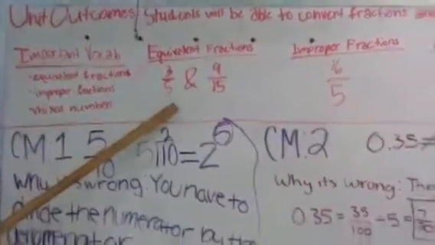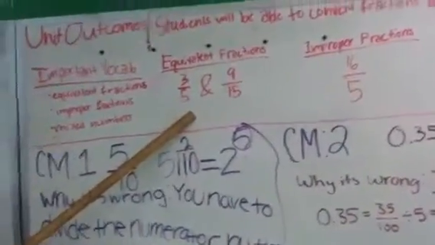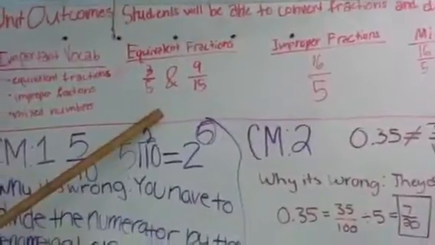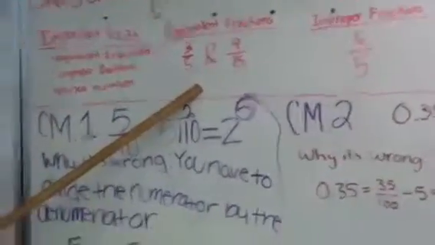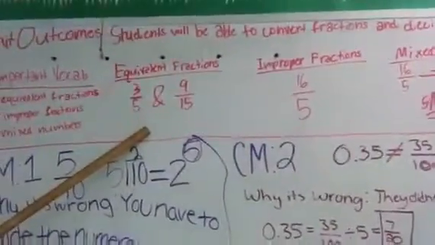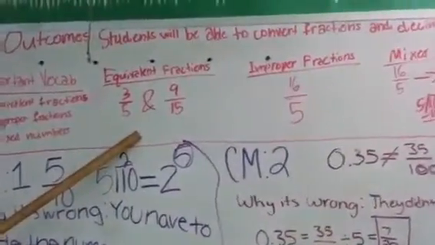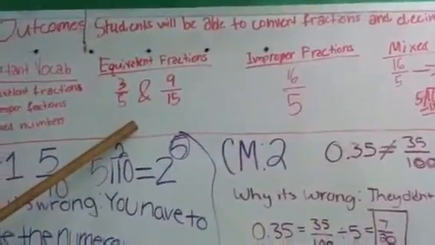Equivalent fractions are numbers that look different but are equal to each other. An example of an equivalent fraction is 3/5 and 9/15. When you multiply the numerator and the denominator of 3/5, it equals 9/15.